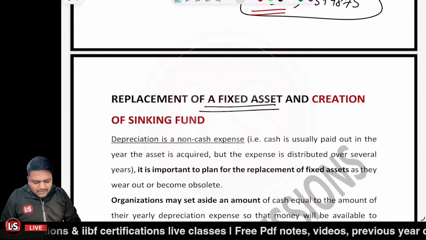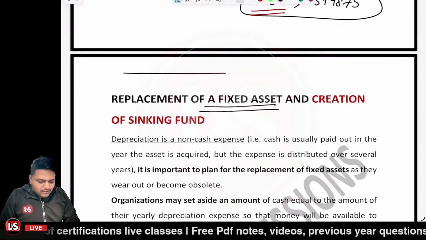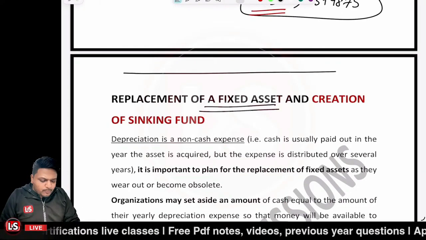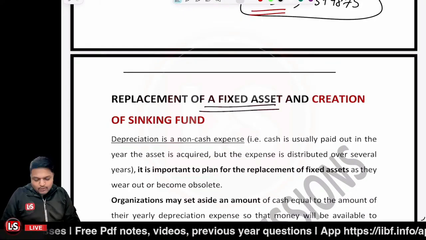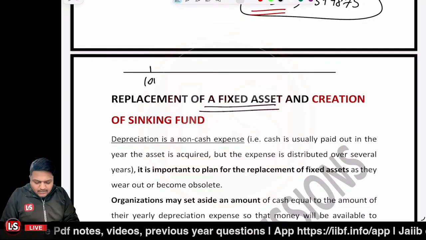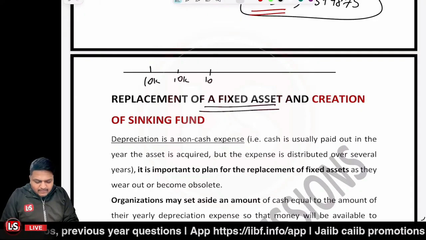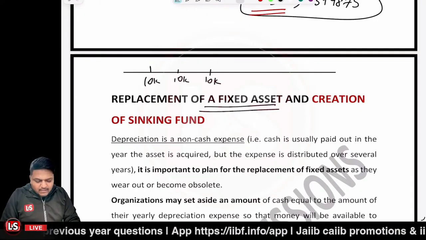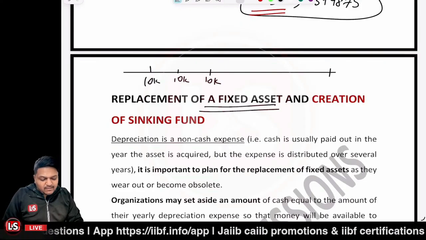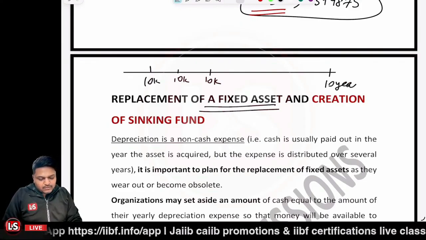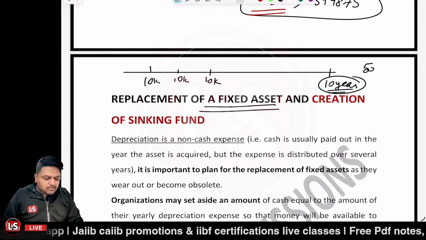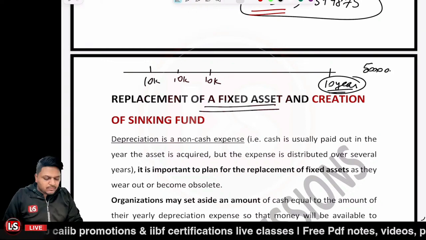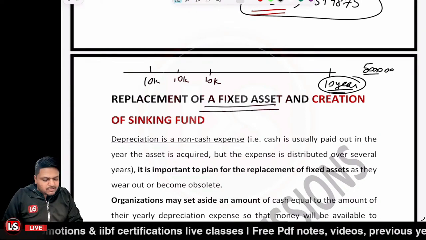It's basically a concept related to annuity, where you put a fixed amount at a regular interval. Let's say I'm putting rupees 10,000 every year and keeping it aside, so that I can have a fixed value at the end of 10 years. Let's say I want to have an amount of rupees 5 lakh at the end of 10 years.